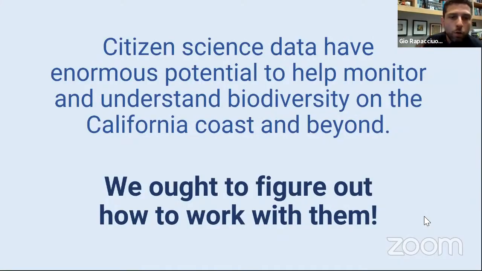So hopefully after you leave today, I will convince you of this. But for now, let's just leave it at the fact that citizen science data, and crowdsourced citizen science data in particular, have enormous potential to help monitor and understand biodiversity on the California coast and beyond. And there are huge volumes of them. So we ought to figure out how to work with them.